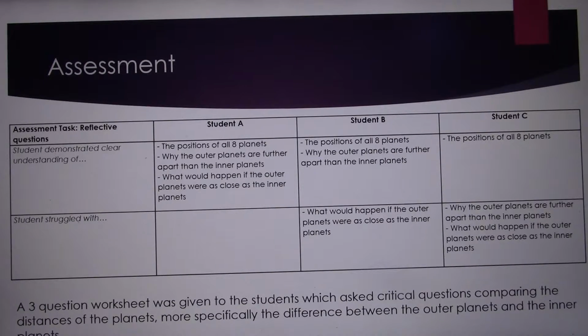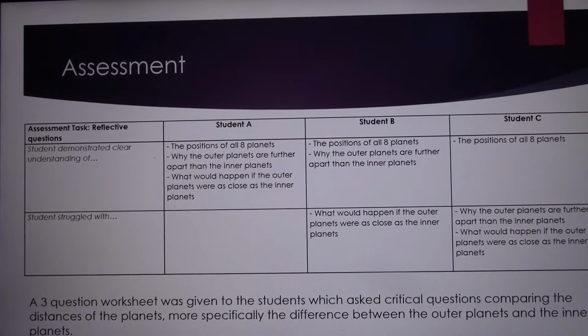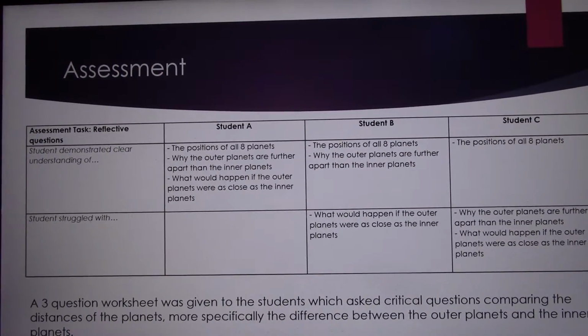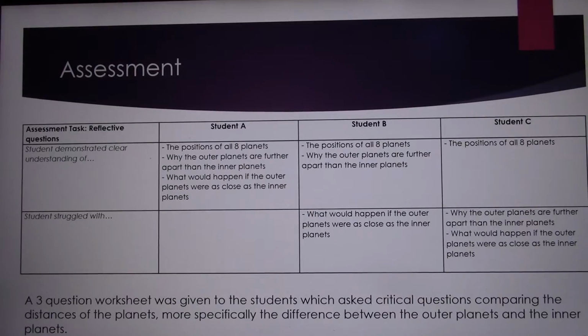And student A demonstrated clear understanding of the positions of all 8 planets, why the outer planets are further apart than the inner planets, and what would happen if the outer planets were as close as the inner planets. Student B demonstrated clear understanding of the position of all 8 planets, why the outer planets are further apart than the inner planets, but they struggled with what would happen if the outer planets were as close as the inner planets. And finally, student C demonstrated clear understanding of the positions of all 8 planets, but they struggled with answering why the outer planets are farther apart than the inner planets, and what would happen if the outer planets were as close as the inner planets.